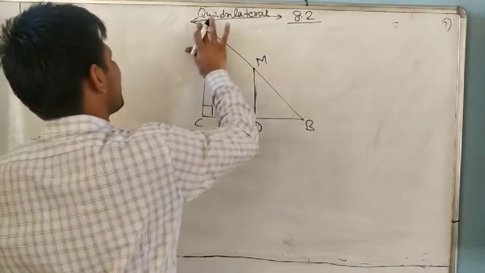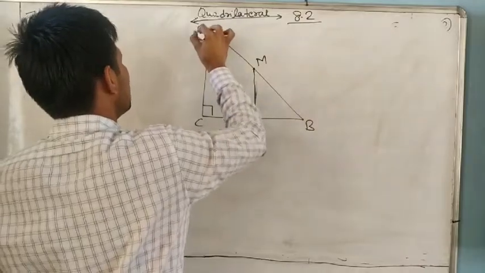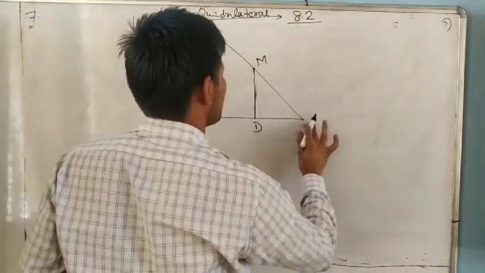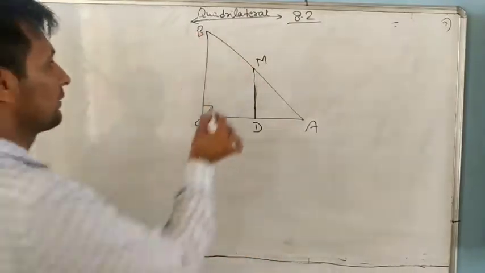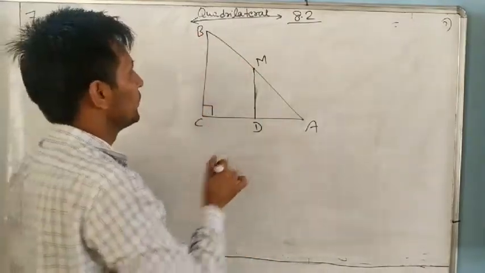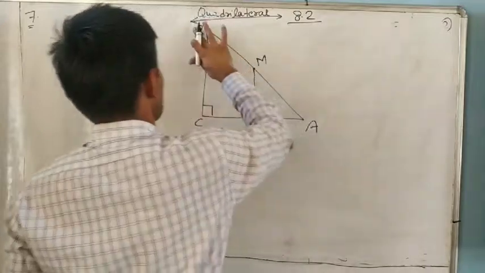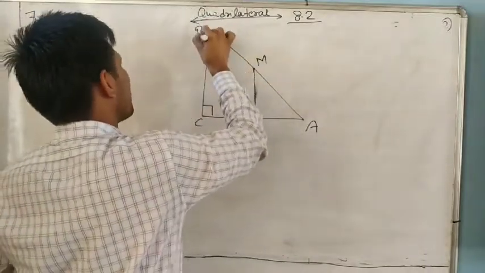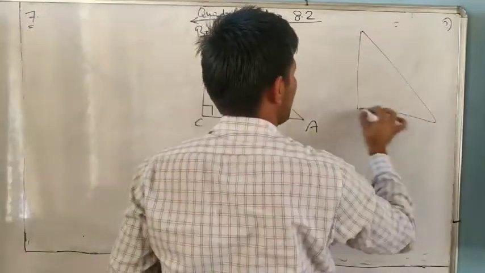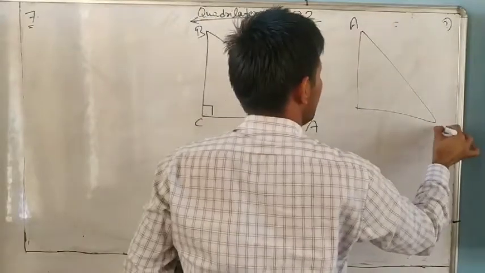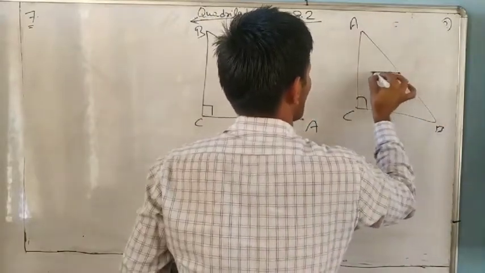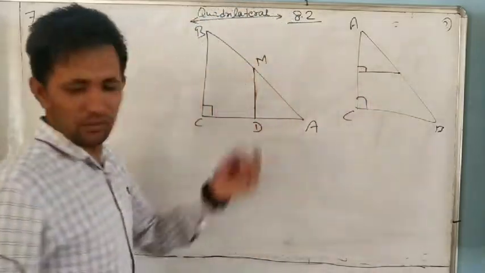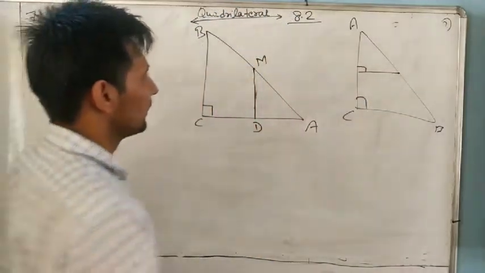It intersects AC. You can take B here and A here. If we take A here, it's okay. If you want A here, then A, B, C, so C is 90, and from M it becomes like this. Anyone you can use. Okay? Anyone.